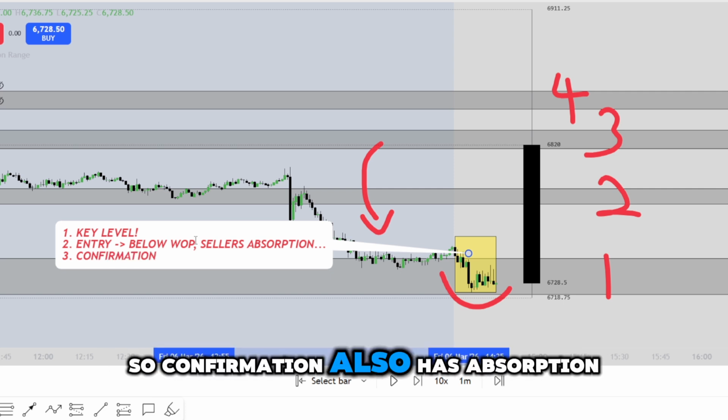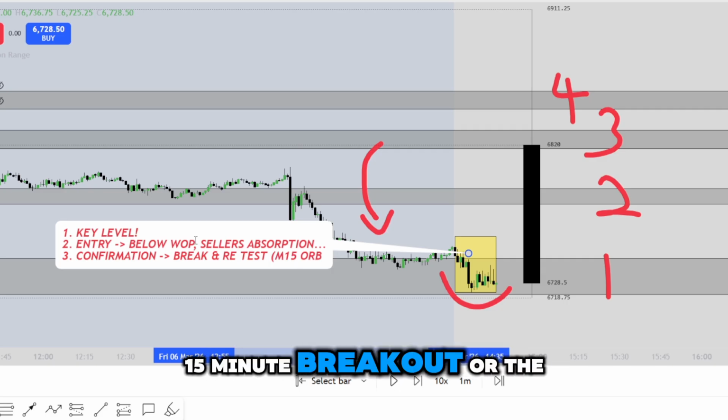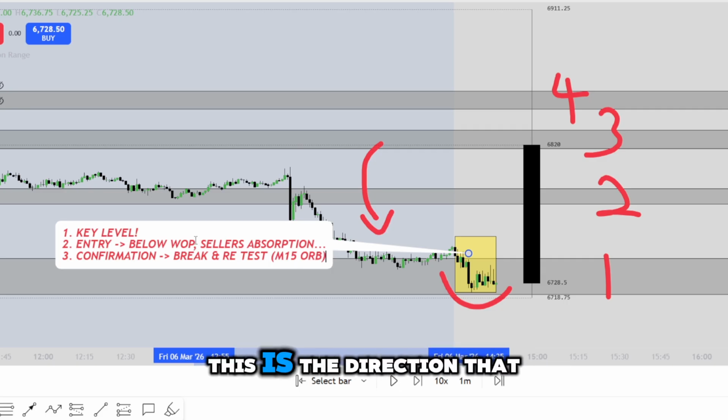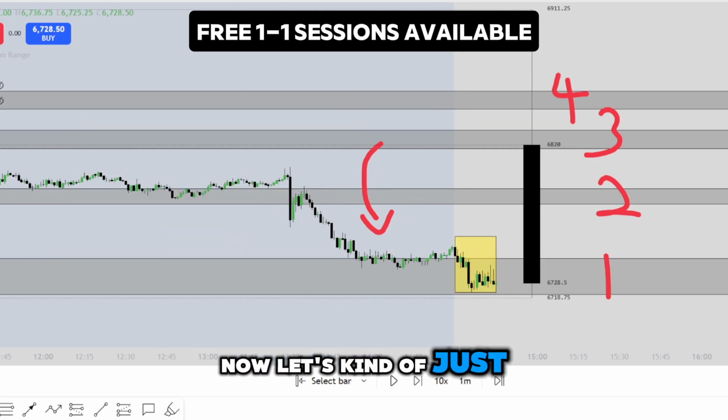So confirmation also has absorption, but we're looking for a break and retest with, as some people call it, the 15-minute breakout or the 15-minute ORB. This is the direction that we're going in. Now, let's just break this down again, right?